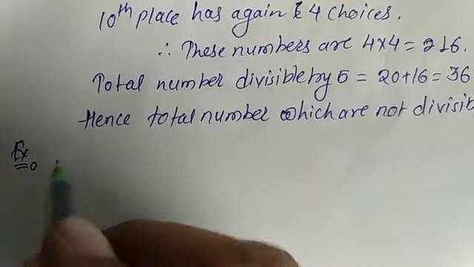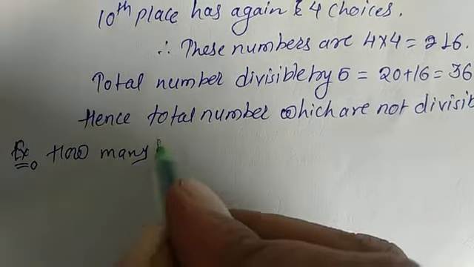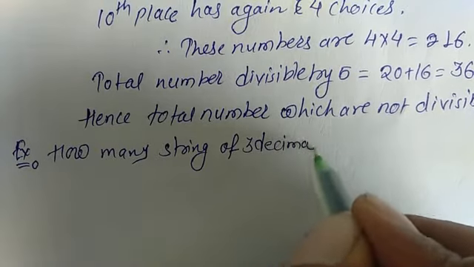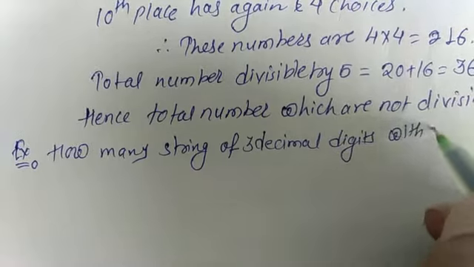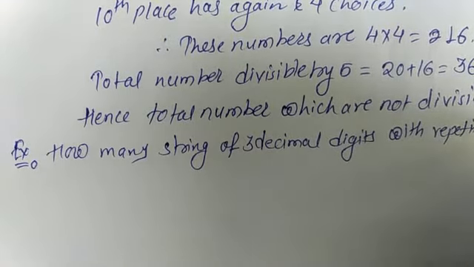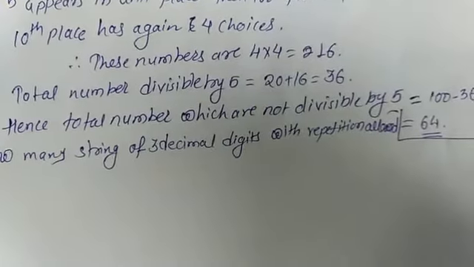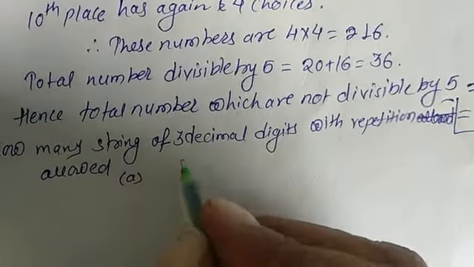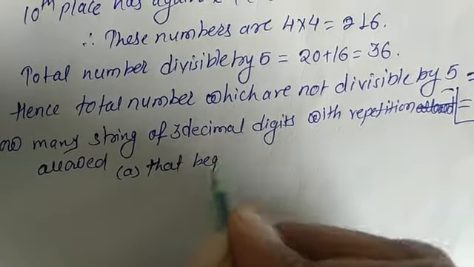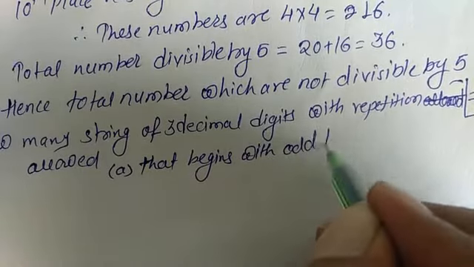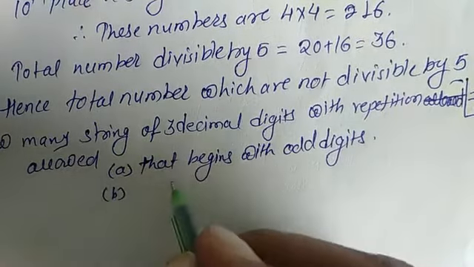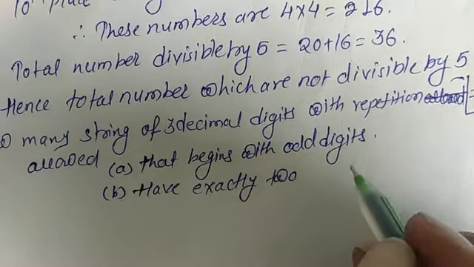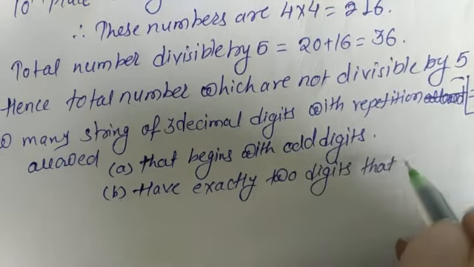Now consider the next example. How many strings of 3 decimal digits, with repetition allowed, A: begin with an odd digit, and second, B: have exactly two digits that are fours.